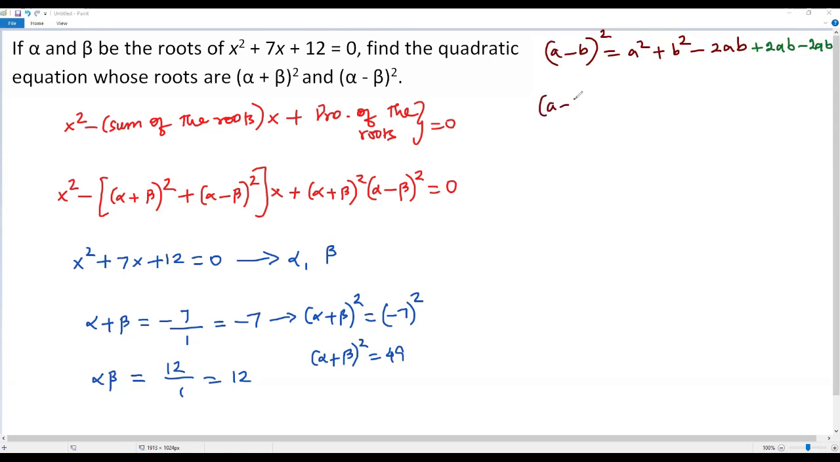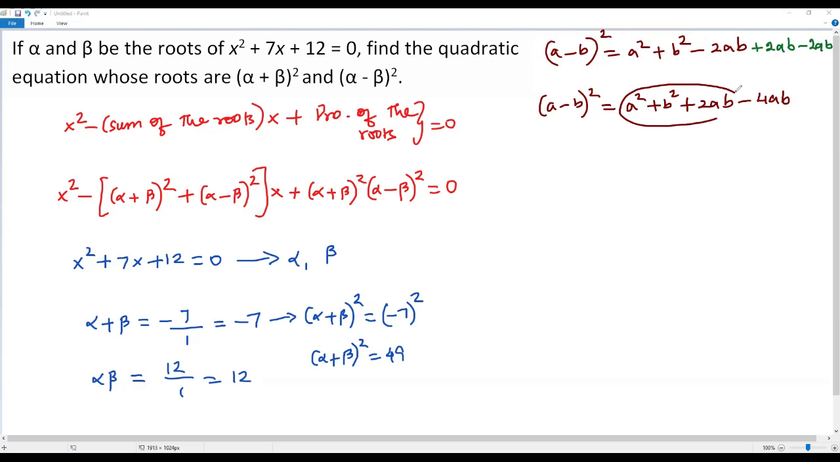So (a - b)² equals a² + b². Now I'm going to combine this -2ab and -2ab, so then I'll be getting -4ab. I'll write this -4ab at last. First, let me write this +2ab over here. Now we can combine this -2ab and -2ab, then I'm getting -4ab.